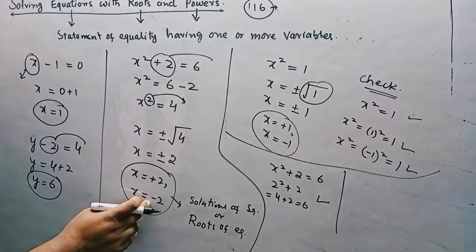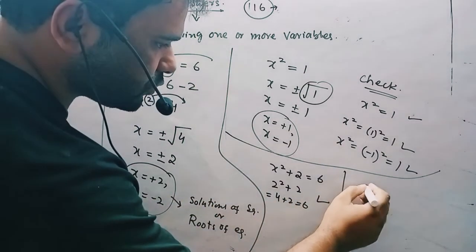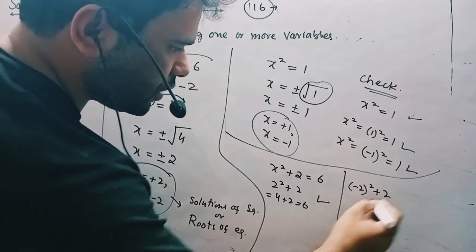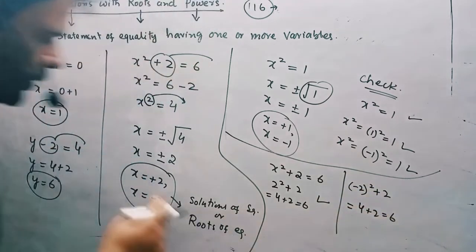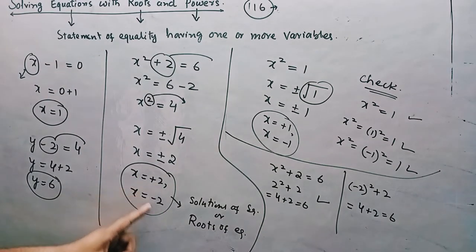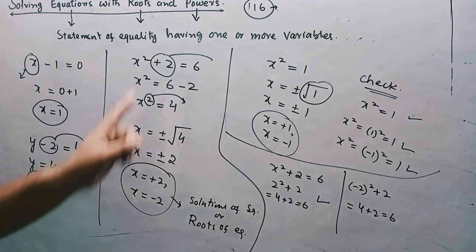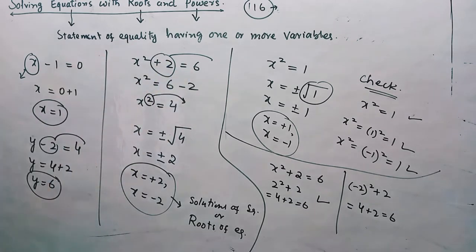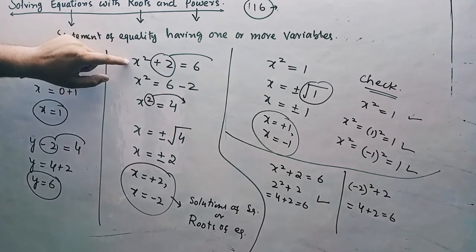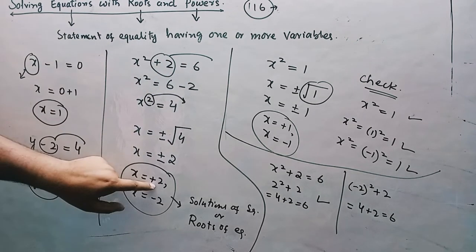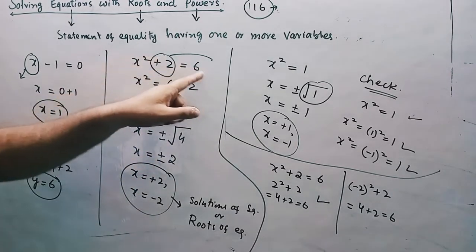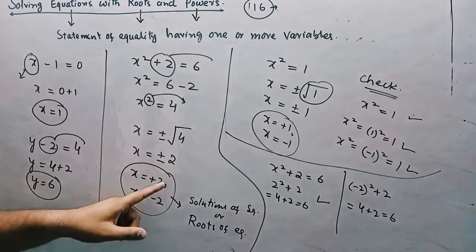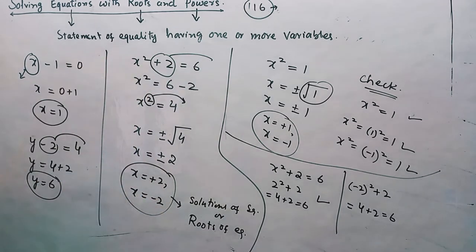Now we will take x equal to minus 2. So minus 2 whole square plus 2. Minus 2 whole square is 4, plus 2 equals 6. So there are two values of x, plus 2 and minus 2, where this equation is satisfied. That means when we put plus 2 in place of x, we get answer 6, and when we put minus 2, we also get answer 6. So these are the two roots of the equation.